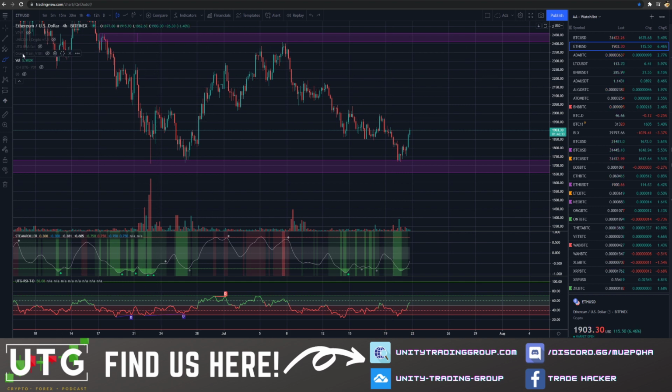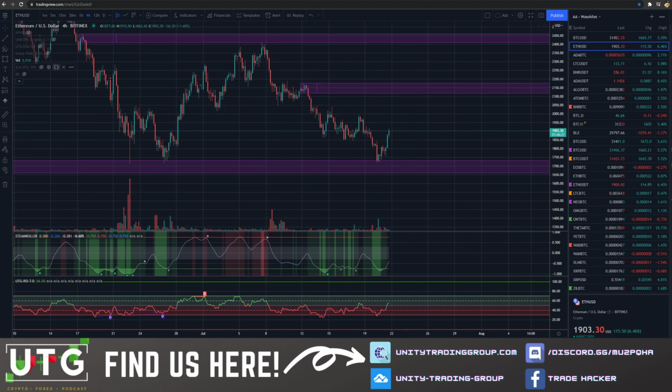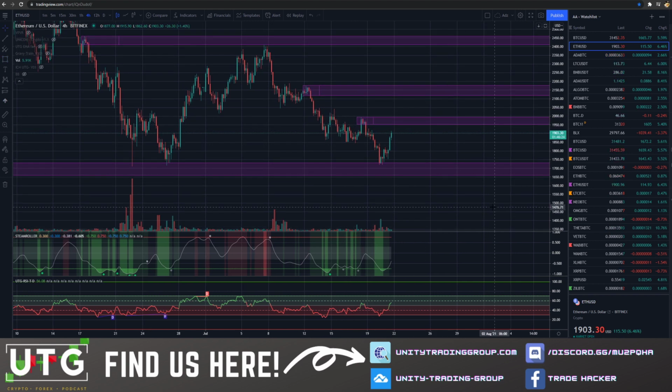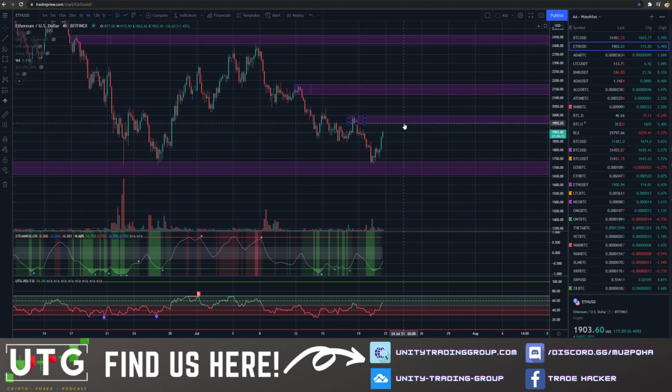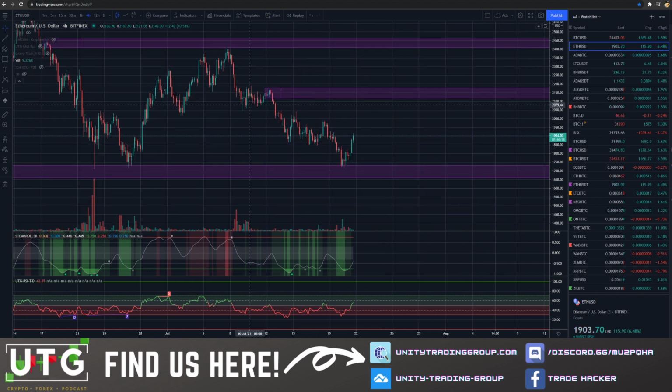If we are to see this continue, I would like to see it head back up to maybe this zone here. But on a lower time frame, you could probably see it head up to around 1950 immediately, and that's $50 away from where we are. I'll take that, but that's the levels that I'm looking at.